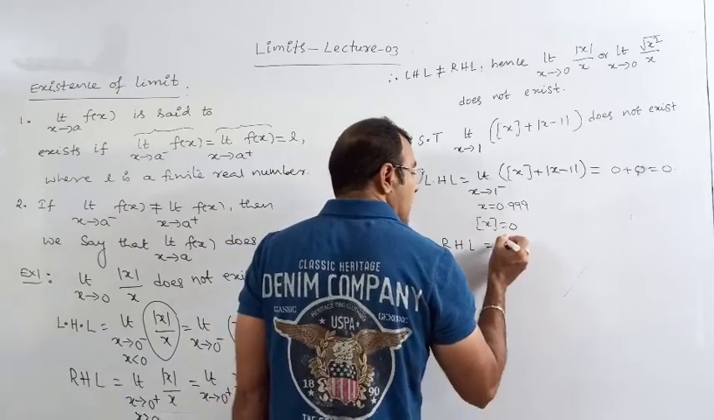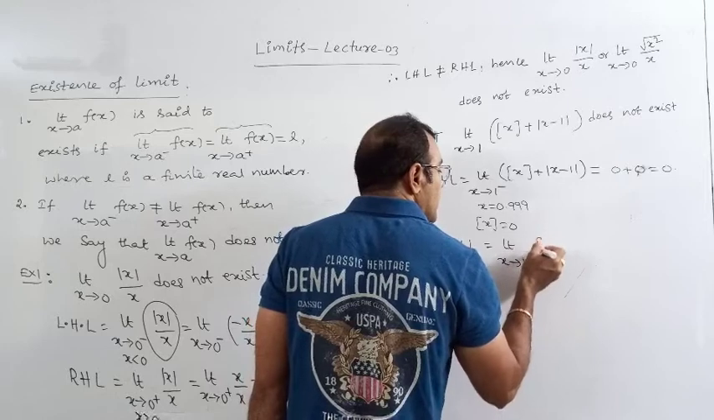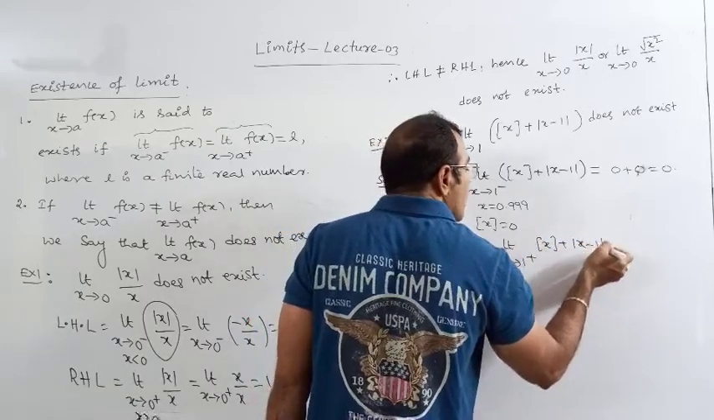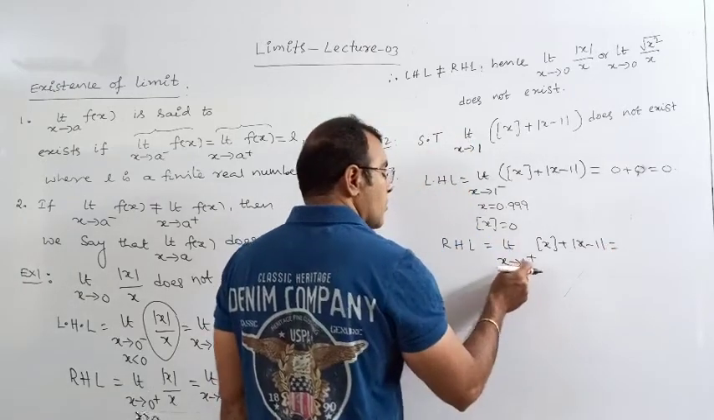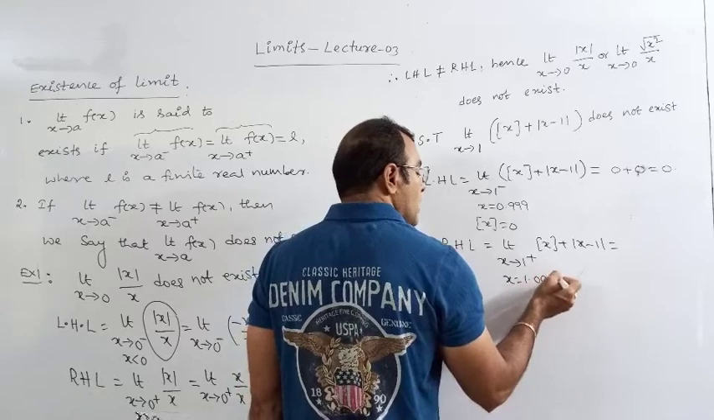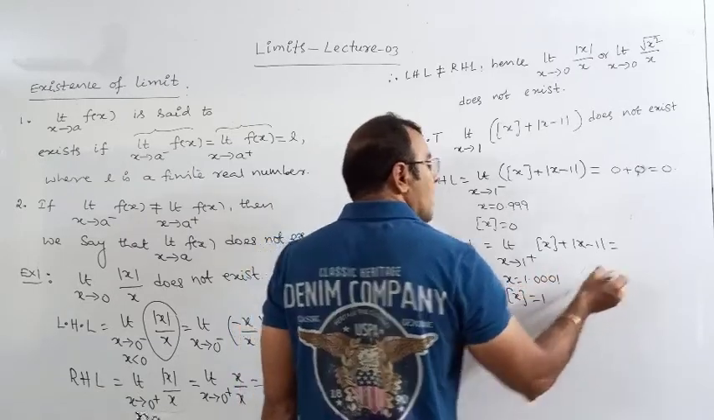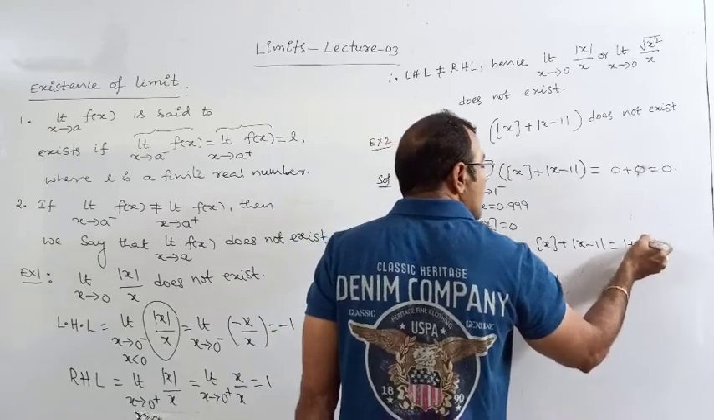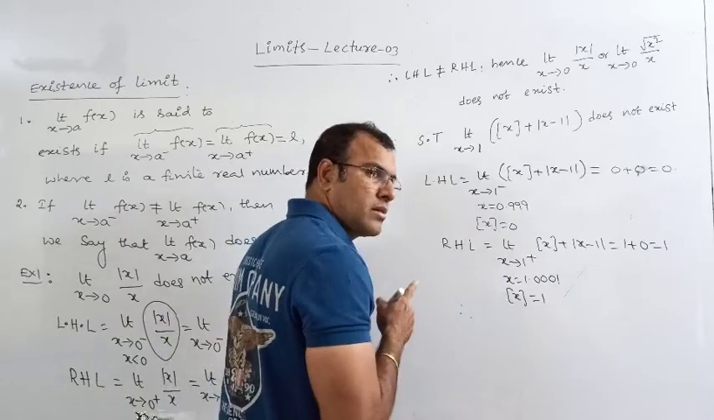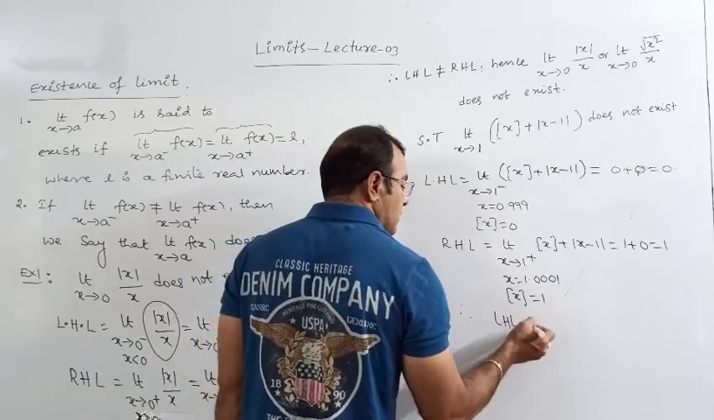Limit x tends to 1 plus, integral part of x plus modulus of x minus 1 equals... put x as 1 plus, which means you take x equal to 1.00001. Then the integral part of x, you will get 1. 1 plus 0 equals 1. So therefore, LHL is not equal to RHL.